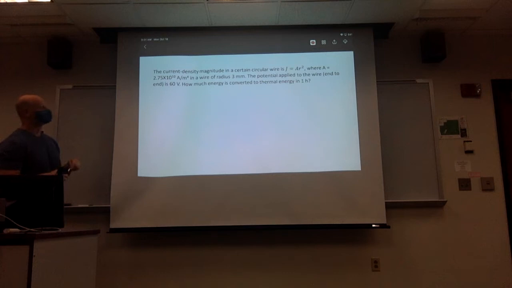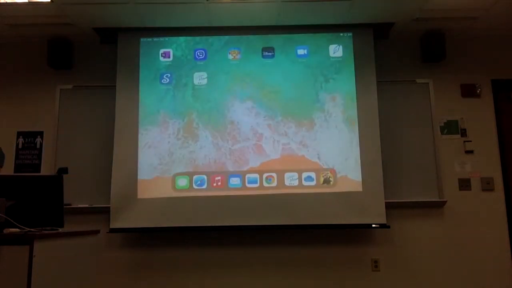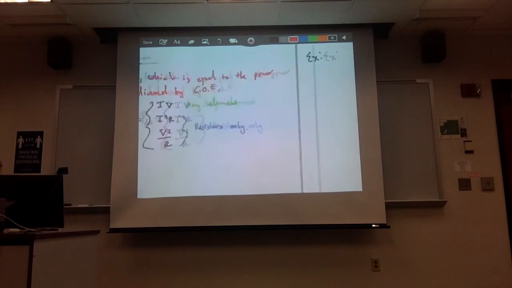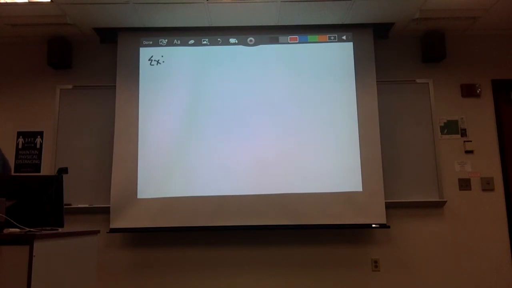And again, what we want to know is how much energy is converted to thermal energy in 1 hour worth of time. So here I want to know eventually the amount of energy which is being lost. So let's draw our picture. Here's my wire, right? This thing has a radius of r, so there's my radius of r. We're going to apply some sort of potential difference across here. So here's my potential difference, V, where the potential difference is equal to 60 volts.